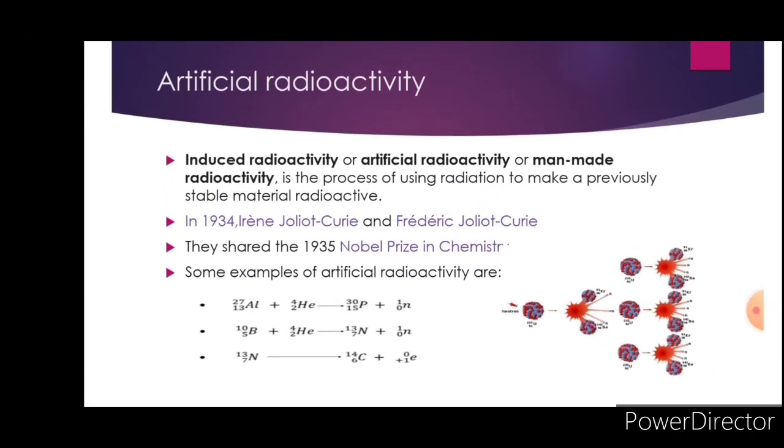It was discovered by Irène Joliot-Curie and Frédéric Joliot-Curie in 1934. They shared a Nobel Prize in Chemistry for this discovery. An example of artificial radioactivity is how aluminium and helium react to form phosphorus and a neutron.